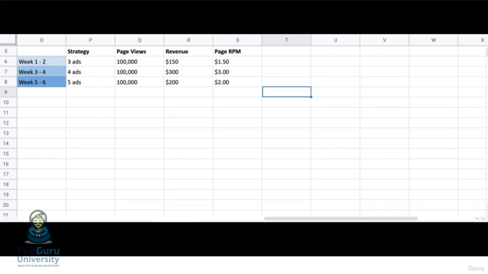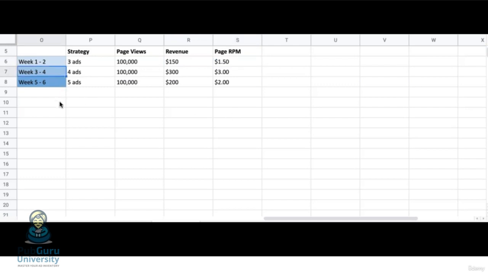The bottom line is, there is no black and white rule when it comes to the number of ads to run. And testing is key, so you can make data-driven decisions. Here's an example. For the first 2 weeks, you started with 3 ads. You're getting 100,000 page views. You made $150 in revenue, so your page RPM is $1.50.